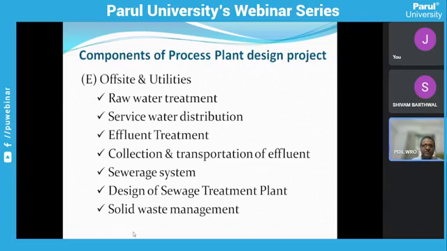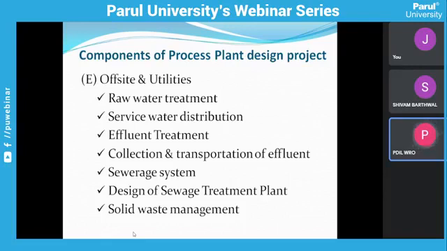So the purpose of the process safety or process hazard analysis is to minimize the chances of accident. That means we have to design a safe chemical plant. Our purpose is that the production should be there, but at the same time, the safety must prevail.